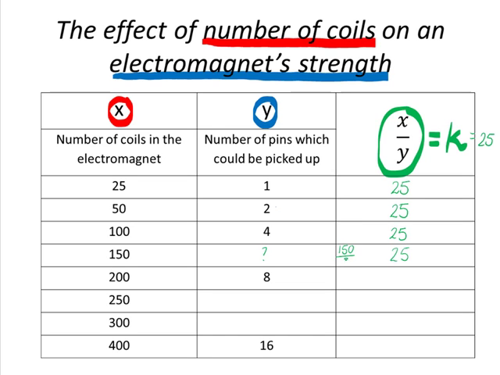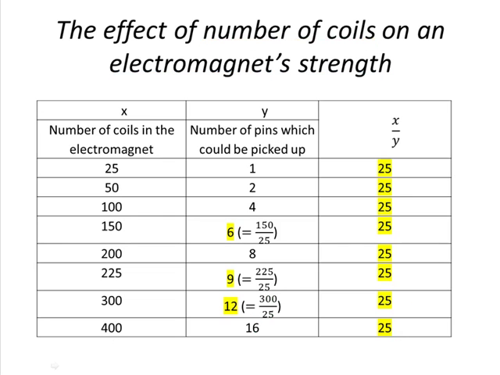150 divided by what gives you 25? 200 divided by 8 again gives you 25. You need to complete those ones. 400 divided by 16, 25. So here we have the missing numbers.